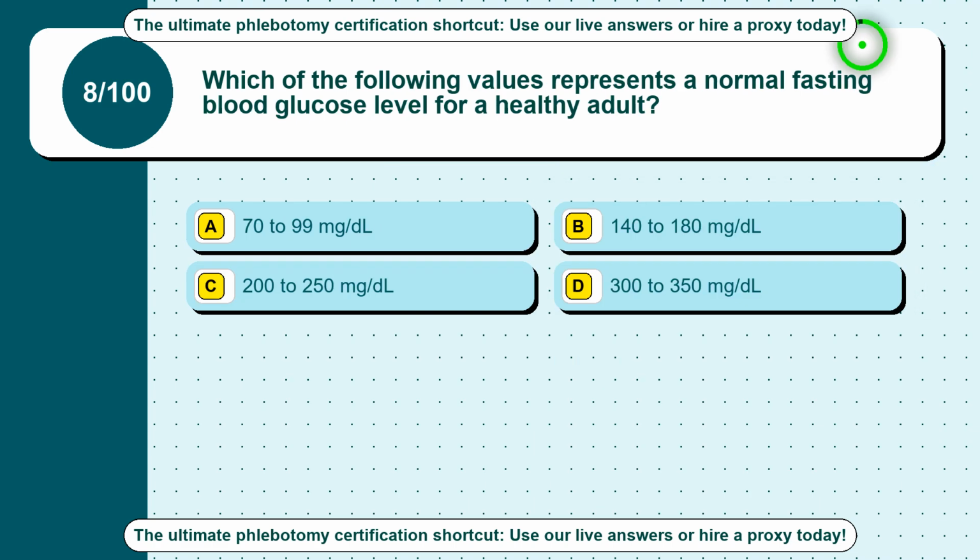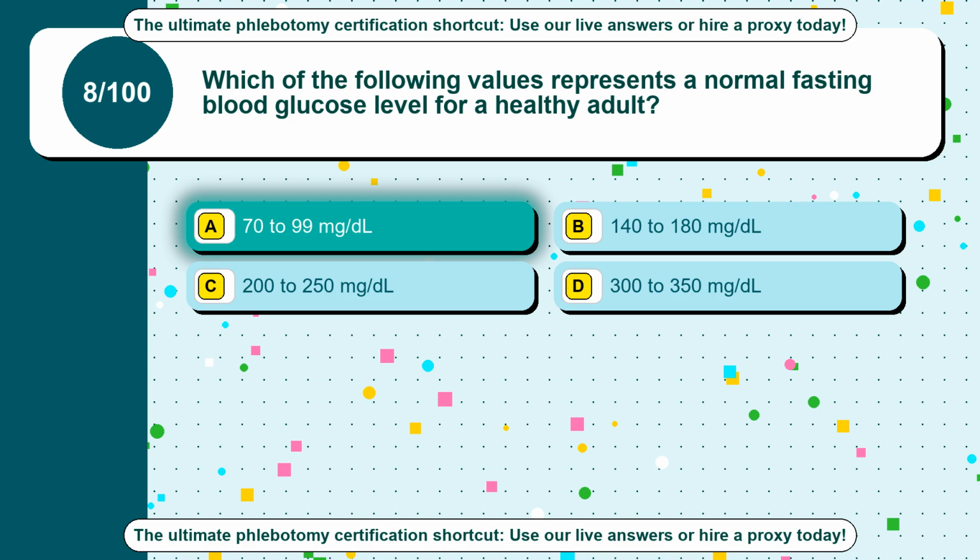Question 8. Which of the following values represents a normal fasting blood glucose level for a healthy adult? Option A, 70 to 99 mg/dl. Option B, 140 to 180 mg/dl. Option C, 200 to 250 mg/dl. Option D, 300 to 350 mg/dl.